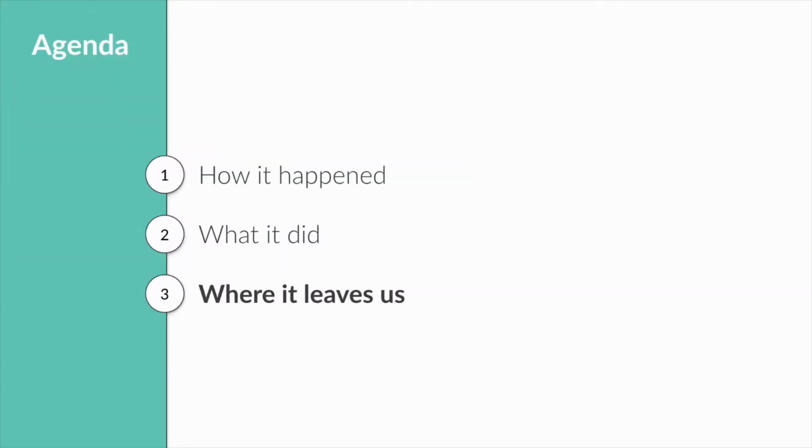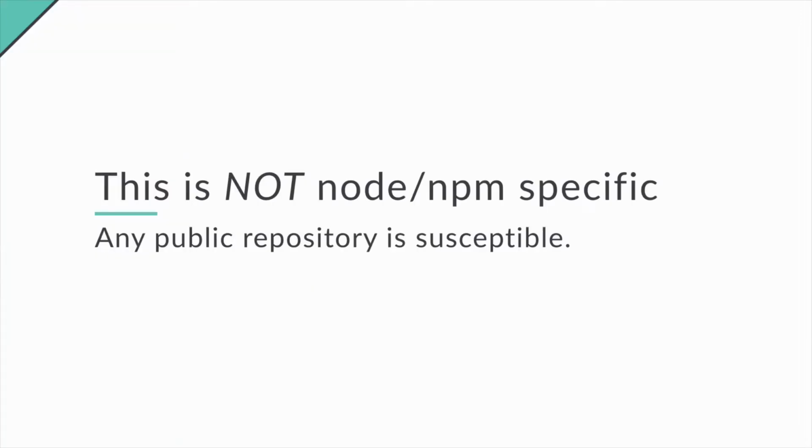So, where does this leave us now? First off, this is not Node and NPM specific. This can happen anywhere that public source can be distributed. Node and NPM are just incredibly popular right now, so it's an easy first target. There's also no reason to assume that this isn't currently happening now. This was found by accident and coincidence, and that's it.